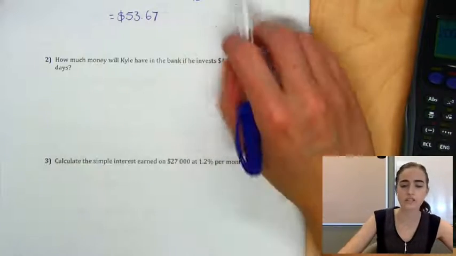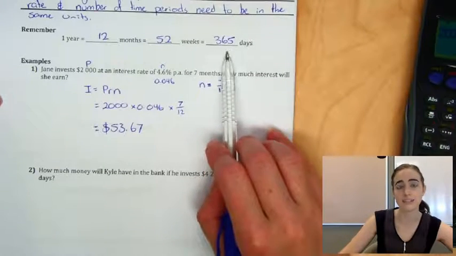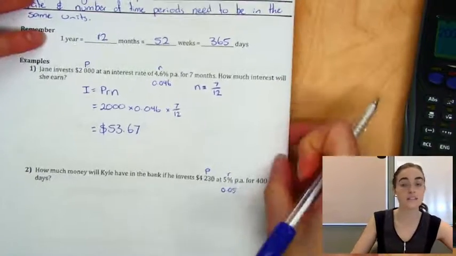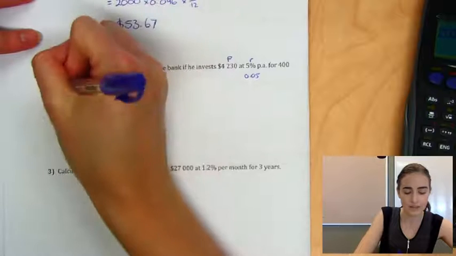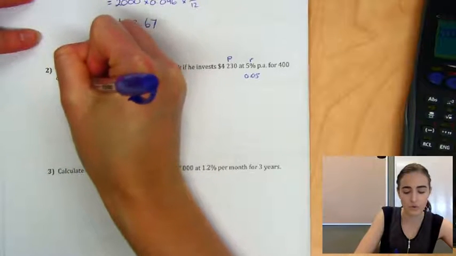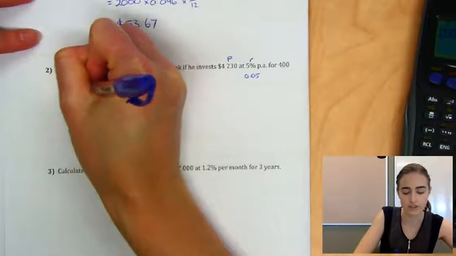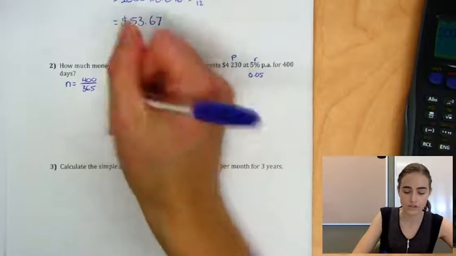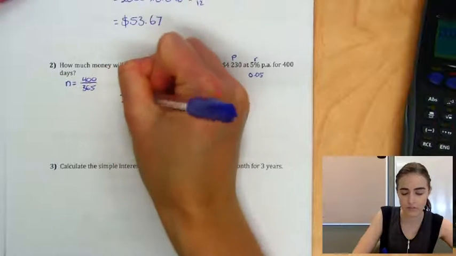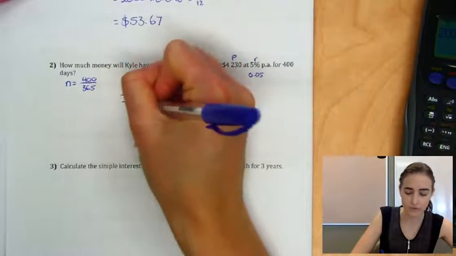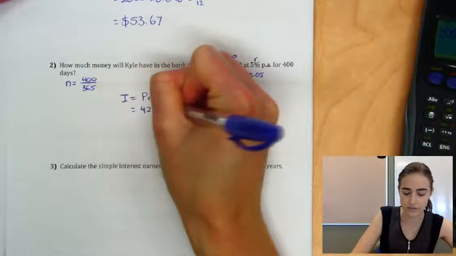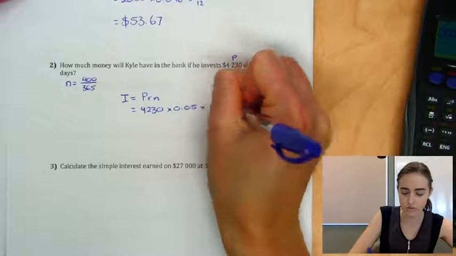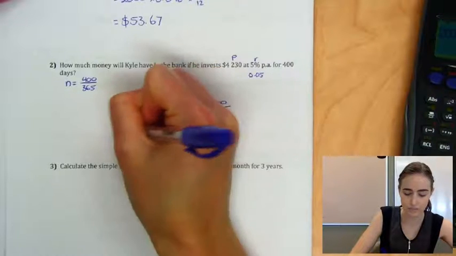Now, because it's 400 and there's only 365 days in a year, it's actually more than 1 whole year, but we can still write it just as an improper fraction. So that means that our number of time periods, we're going to have 400 over 365. So that's converting that into years. So using our formula then, we've got I equals PRN. We're going to have that $4,230 times 0.05 times 400 over 365.